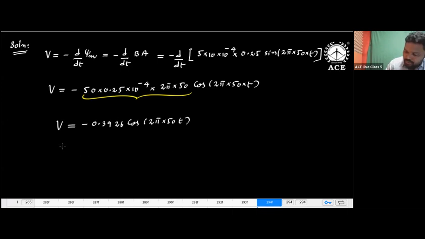So what is the peak value? Vm is equal to 0.3926, beta. He's asking about power absorbed. Power, in the sense of average power only.